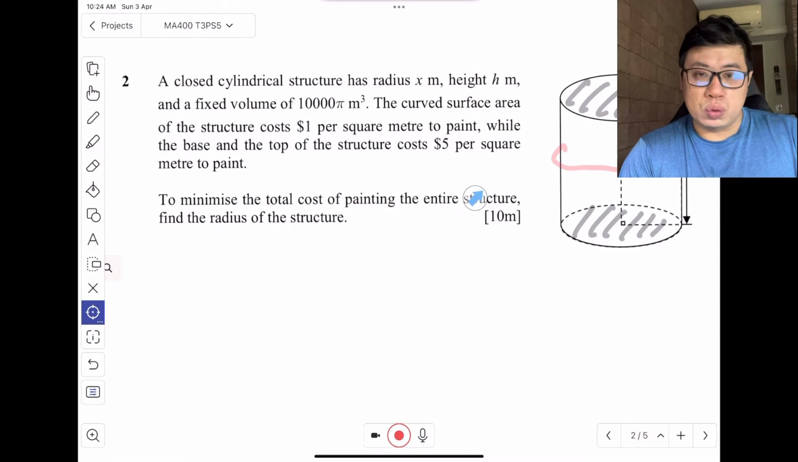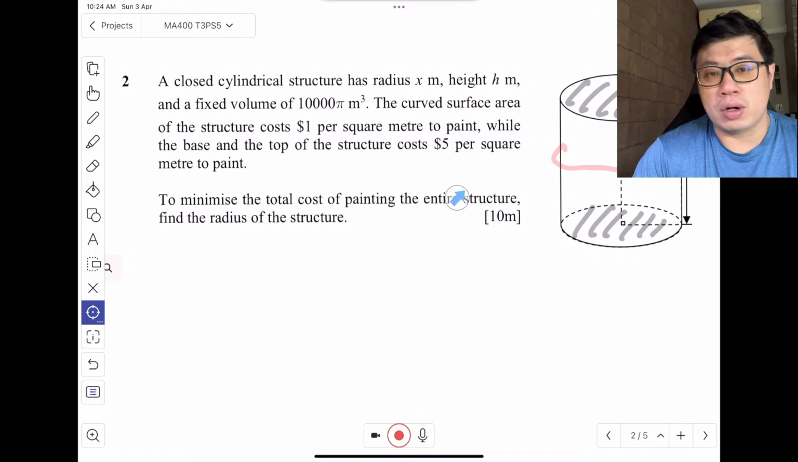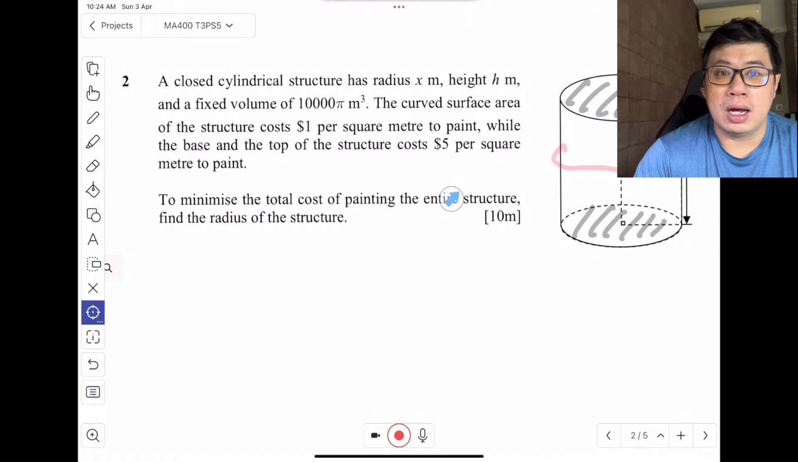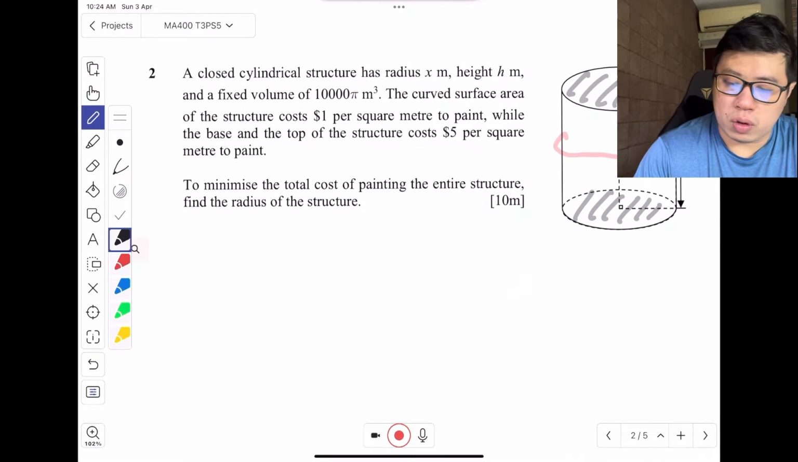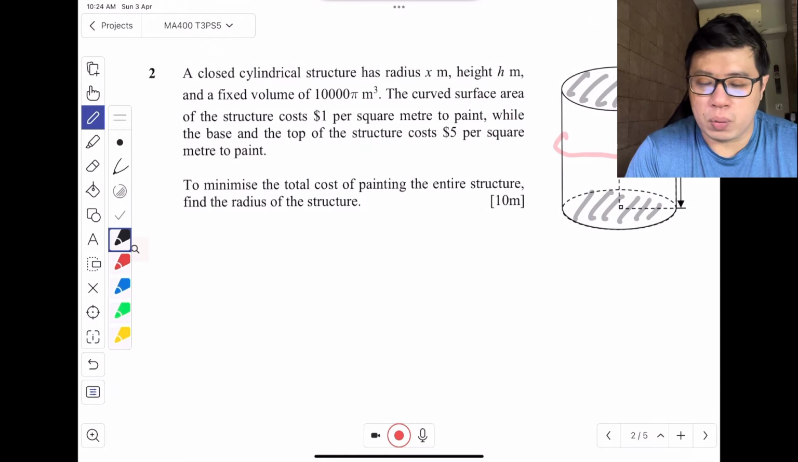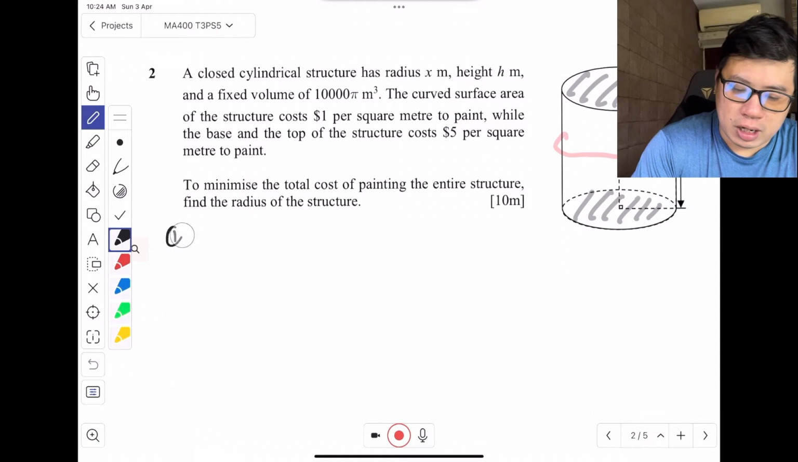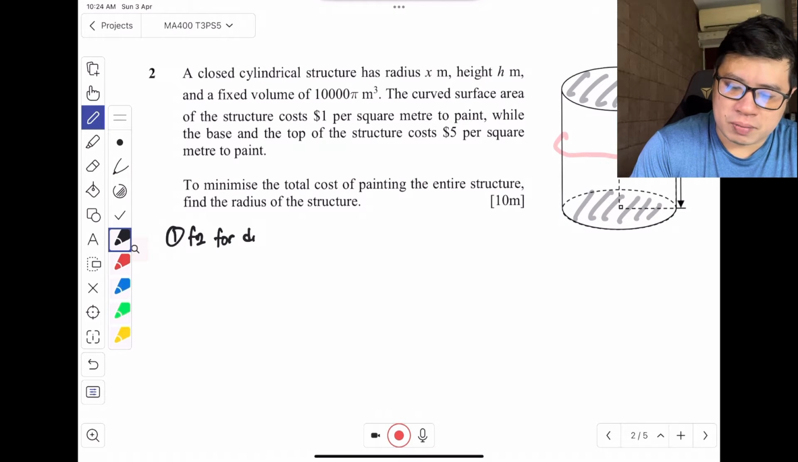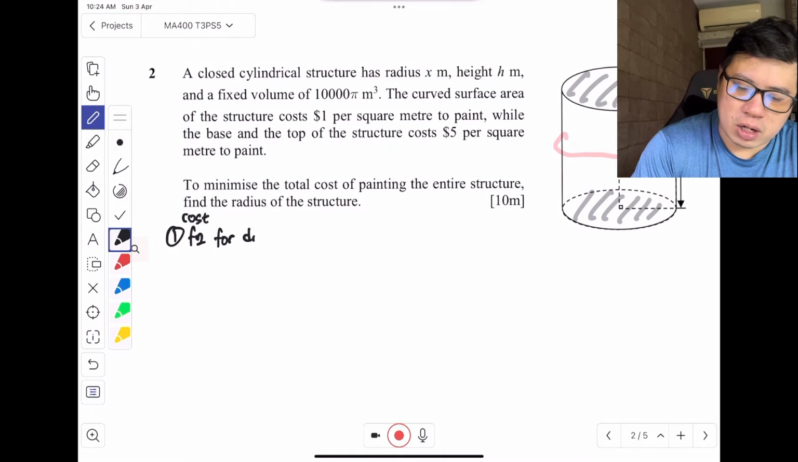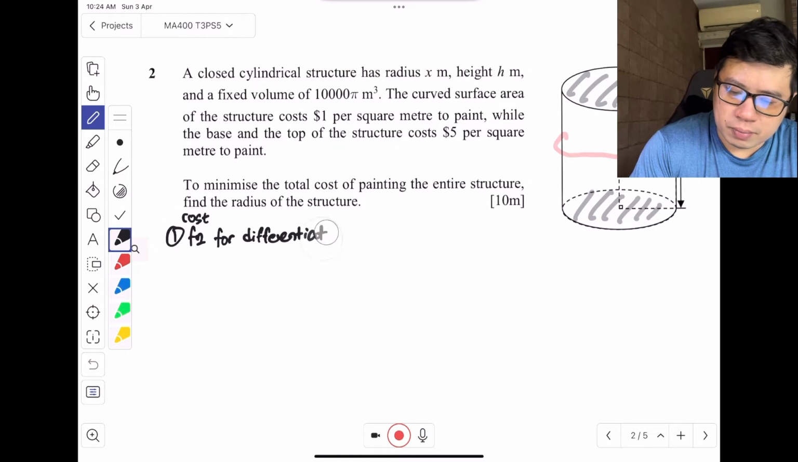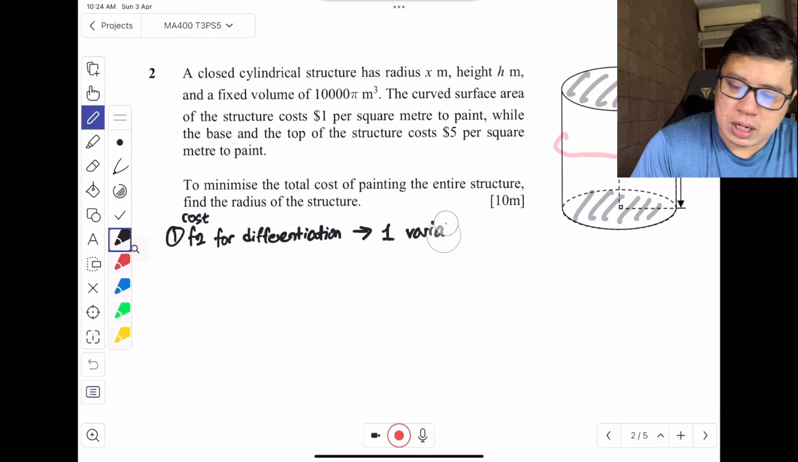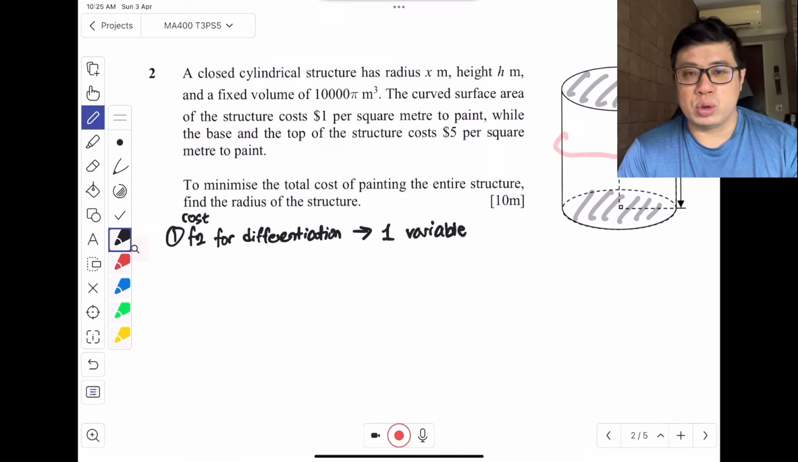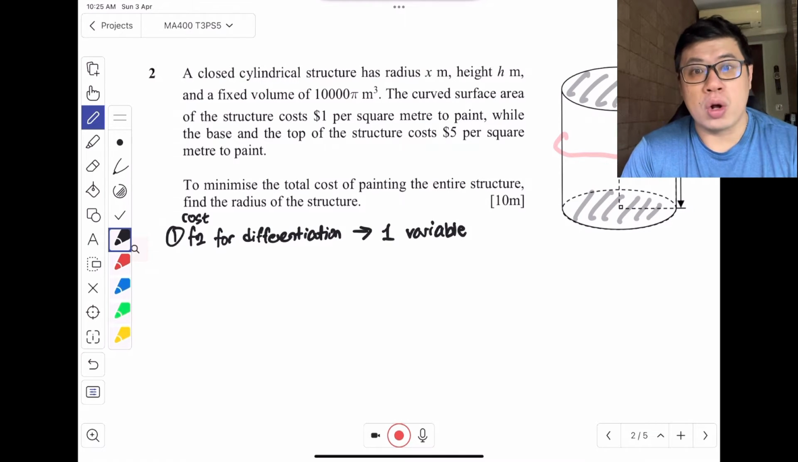We are minimizing the cost, so step 1 again of Maxima Minima, we want to have the function to differentiate. In this case, because we are minimizing the cost, the function for differentiation has to be in terms of one variable only. So without further ado, let's piece together what the cost will look like.